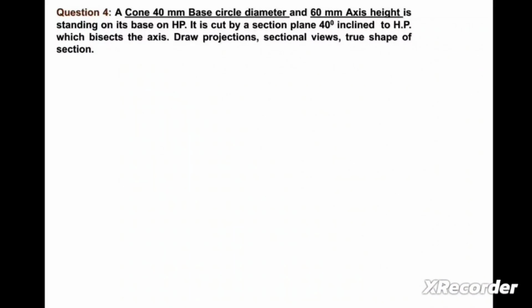Hello friends, today we are going to discuss question number 4, chapter projection of solid and section of solid, subject engineering graphics. In the problem statement, it is written that a cone with 40 mm base circle diameter and 60 mm axis height is standing on its base on the horizontal plane. It is cut by a section plane 40 degrees inclined to the horizontal plane which bisects the axis. Draw projections, sectional views and true shape of section.